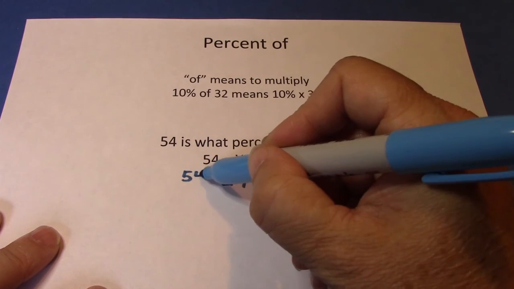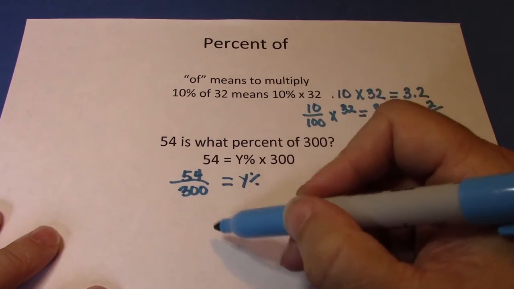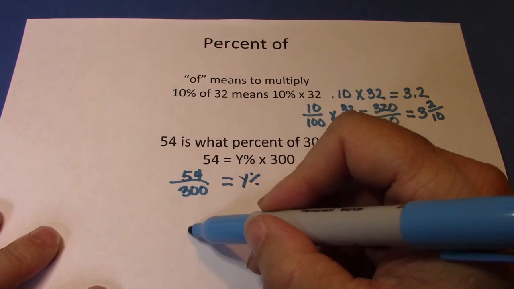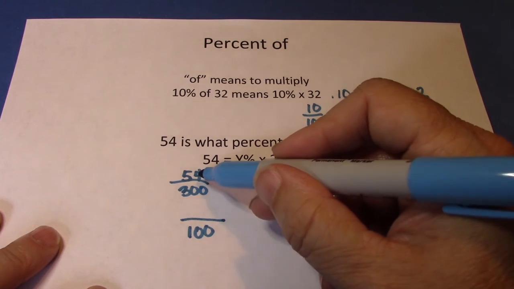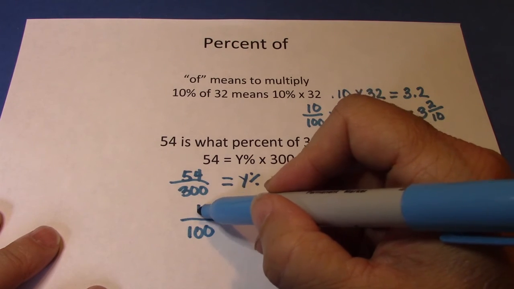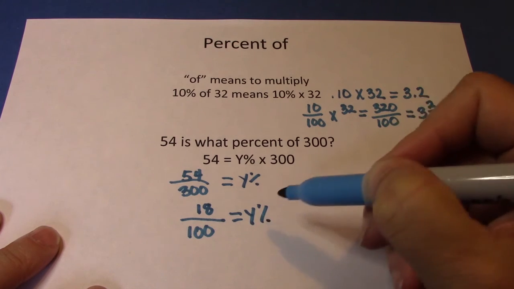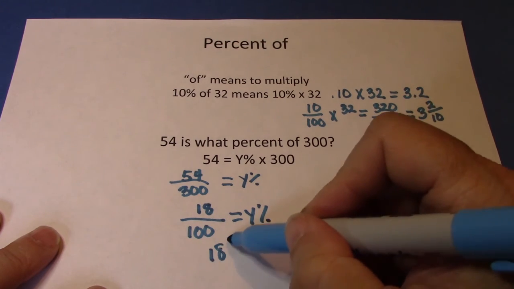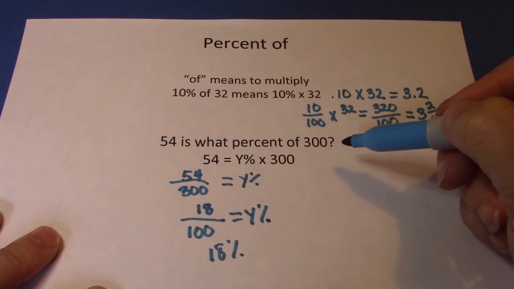So 54 divided by 300. And to make that a percent, I'd like to get this as a denominator of 100. To do that, I divided by 3. If I divide 54 by 3, I'd get 18. So that means that 18% is my answer. 54 is 18% of 300.